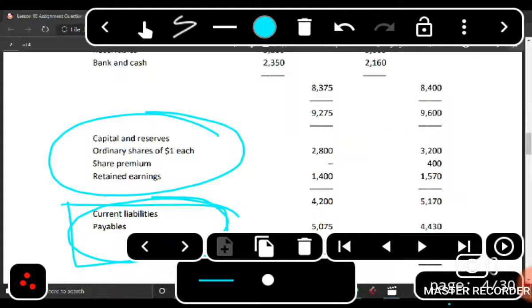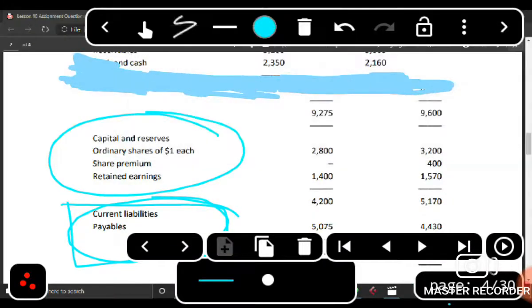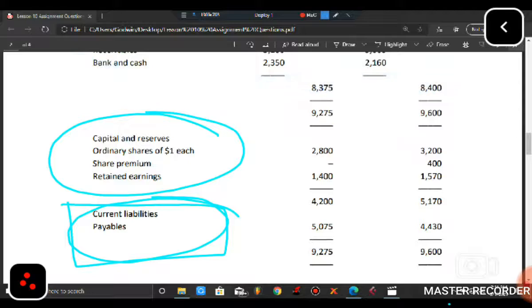Under payables, if you check, our opening balance was 5075 and the closing was 4430. So there was a decrease.